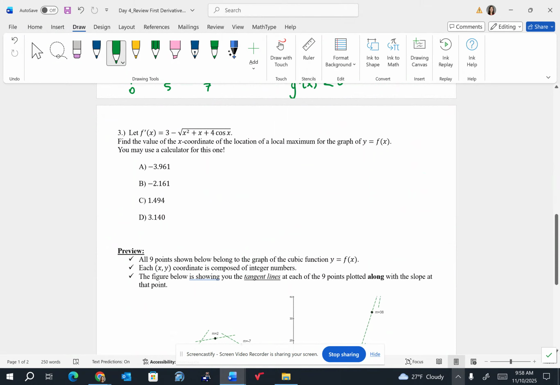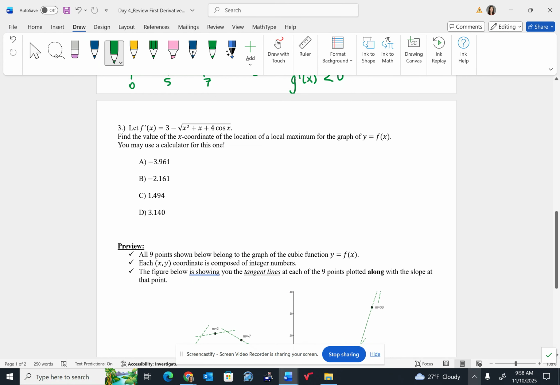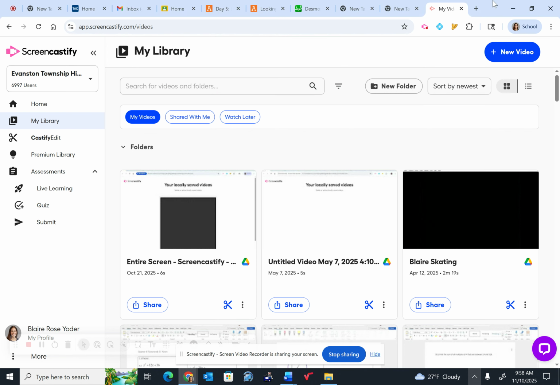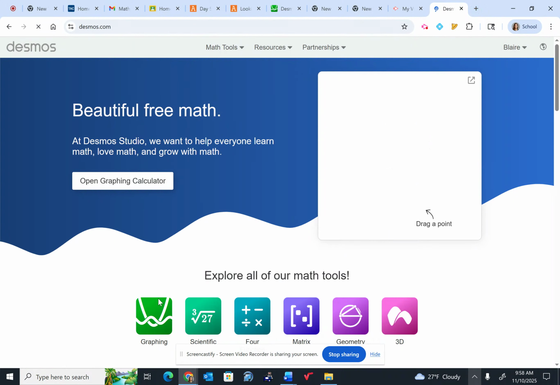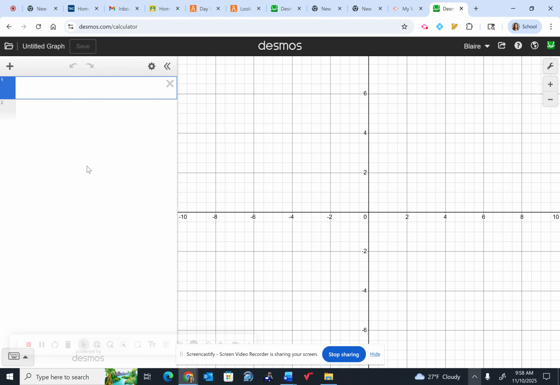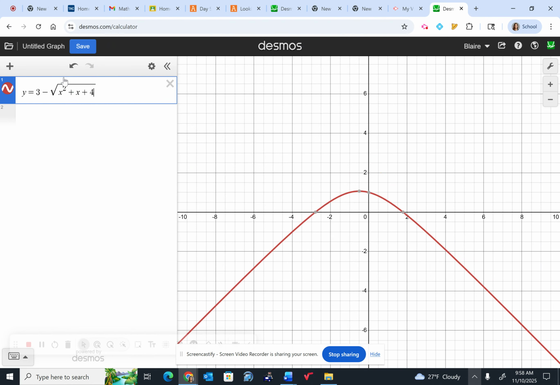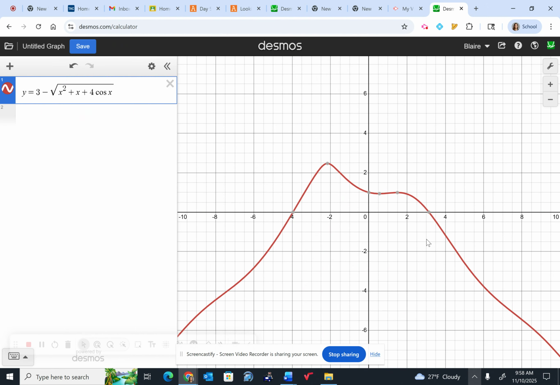All right, this last part is a calculator one, so I'm going to pull up Desmos real quick, and we'll graph this function on Desmos. All right, let's go to Desmos, graphing calculator. And I could call this y equals or f of x equals. I can't call it f prime of x, though. It'll give me an error. So y equals 3 minus, and then as a little shortcut for the square root button, I like to just type SQRT, and it puts a square root on there. x squared plus x plus 4 cosine x. So here's what my graph looks like.